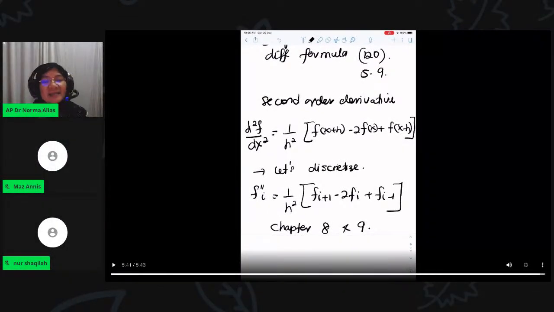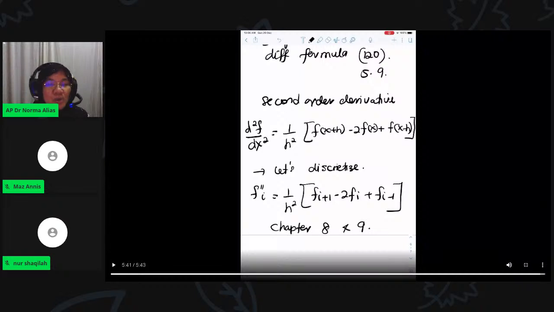All right, and sometimes it's very tiring to repeat x + h and x - h. So in this case I'm using i. You already know in chapter 1 and chapter 2, I always represent the point with i. So I can write f''(i) is equal to 1 over h squared, where h is the size of the interval, times f(i + 1) minus 2f(i) plus f(i - 1). So this is how I transform it.